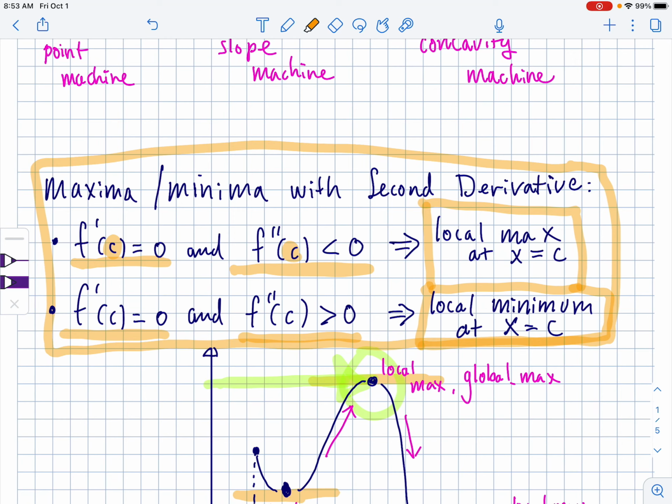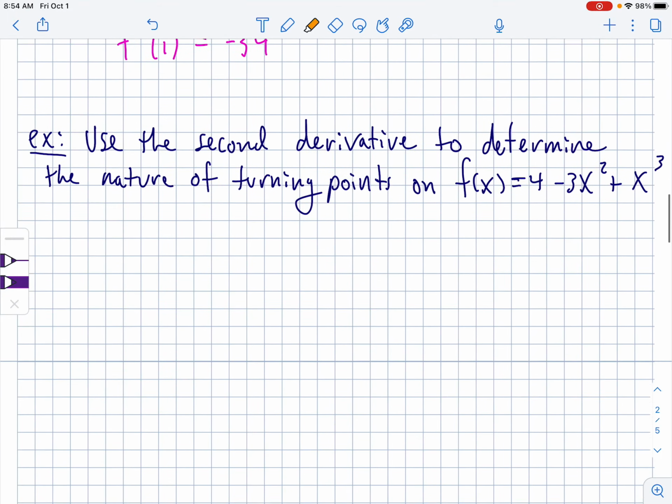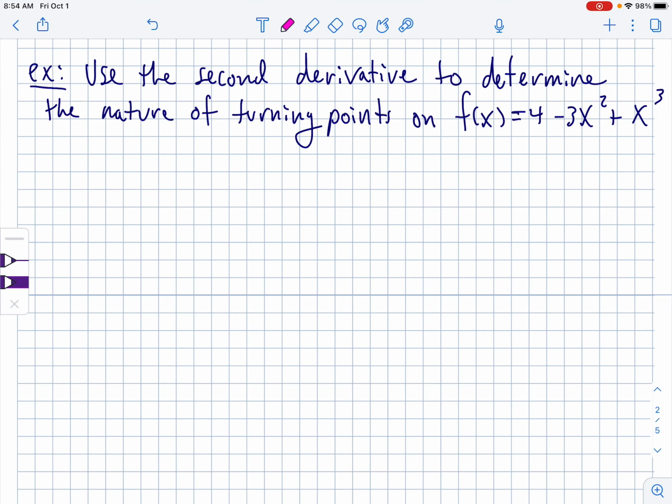This says you can use the second derivative to determine if something is a local max or a local min, because if you plug your turning point or your horizontal tangent x value into the second derivative and it's less than 0, it's a max. If you plug it into the second derivative and it's bigger than 0, it's a min. So first step, we're going to find the first derivative, which is negative 6x plus 3x squared.